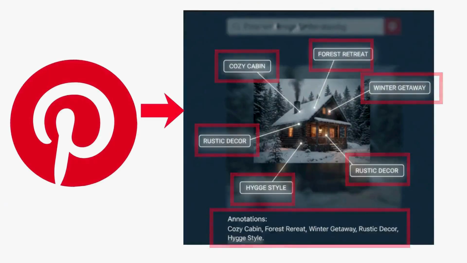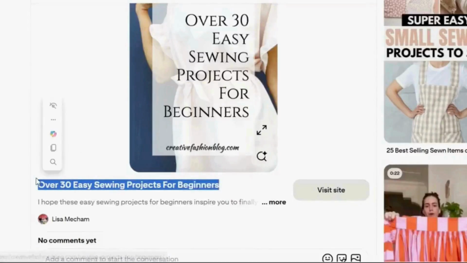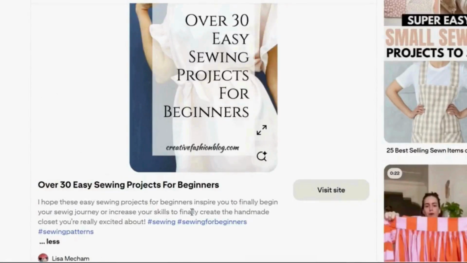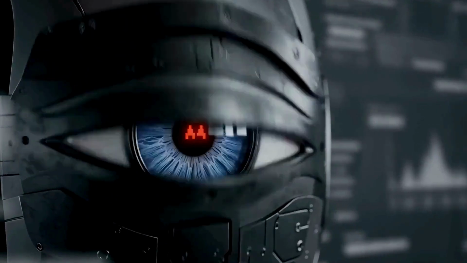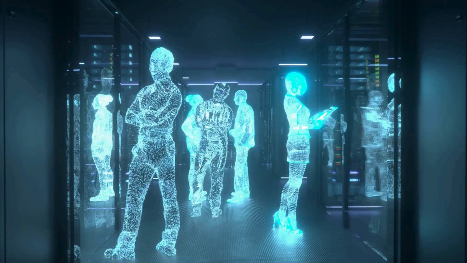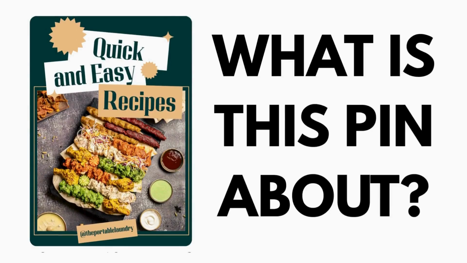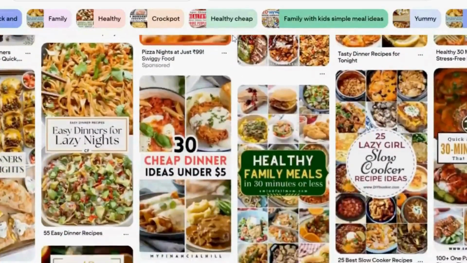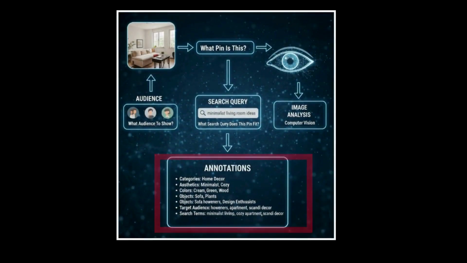Annotations are keywords and phrases Pinterest actually assigns to a pin. Pinterest does not rank pins based only on pin title, pin description, and hashtags. Pinterest uses computer vision, NLP, and user behavior to decide what this pin is actually about, who should we show it to, which searches does it deserve to rank for. The output of that decision is annotations.